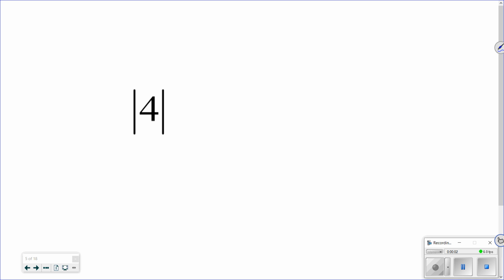So we just went through and talked about how to solve absolute value equations. Today we're going to talk about how to solve absolute value inequalities. So it's just a quick review on absolute value, right? If I say the absolute value of 4, I'm saying how far is 4 away from 0?